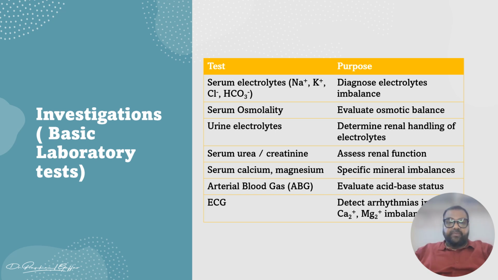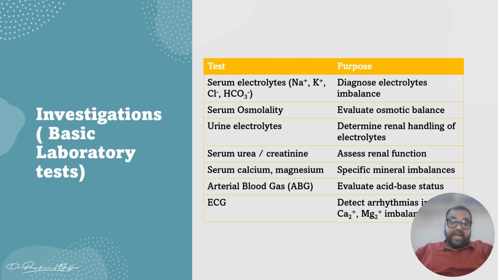We have to do the serum osmolality to evaluate the osmotic balance, and we have to do the urine electrolytes also, to determine the renal handling of the electrolytes, how much damage is happening in the kidney. Serum urea and creatinine to assess the renal function. We have to perform the serum calcium and the serum magnesium. They are for the specific mineral imbalances.